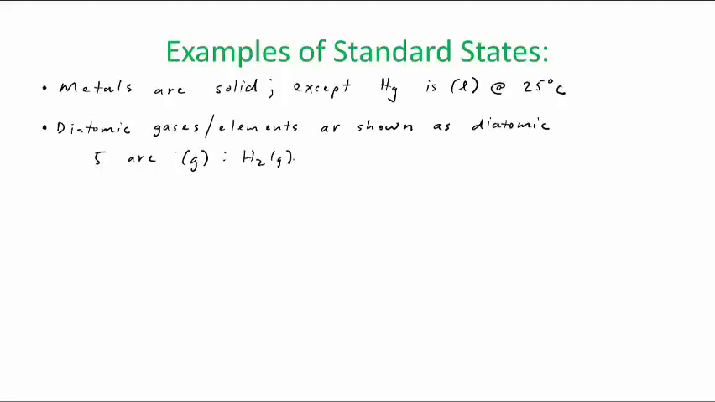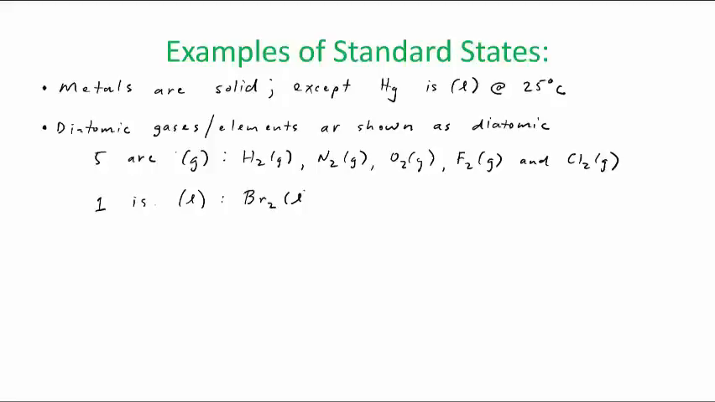H2, N2, O2, F2, and Cl2. Because of London dispersion forces, one of these is a liquid, and that would be Br2. So you would write that as a liquid, and then one is actually a solid, and that would be I2.